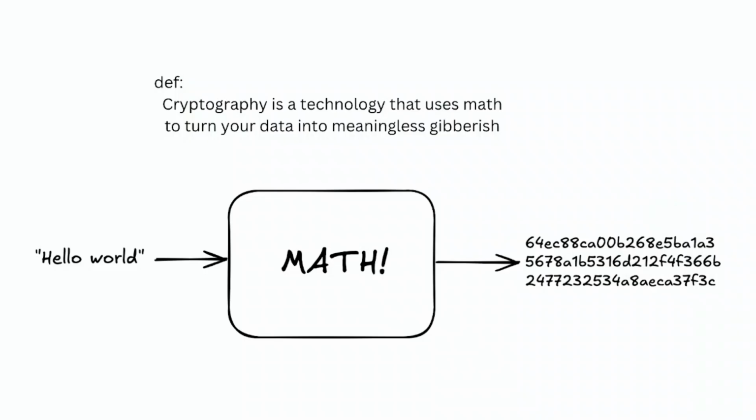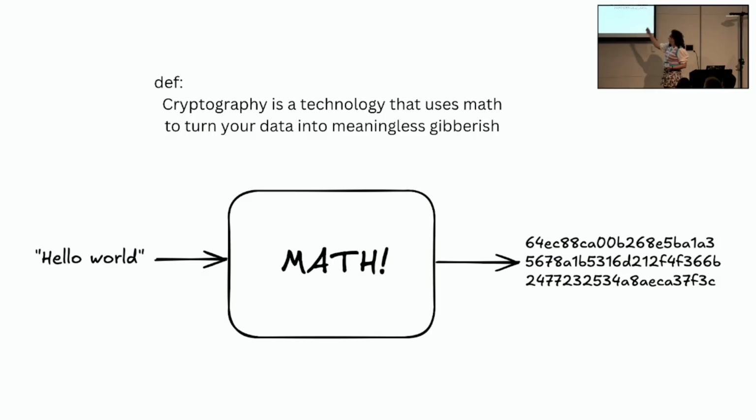I like this definition of cryptography. It's a tool that turns your nice, lovely data into meaningless gibberish. It only sometimes lets you turn it backwards, but a lot of cryptography is just going one way.